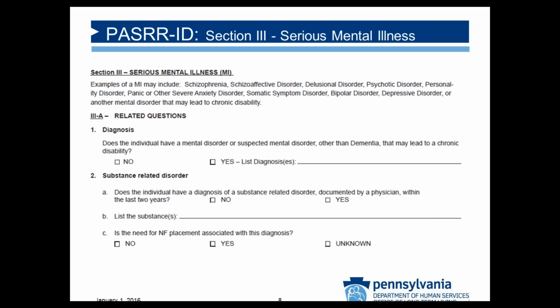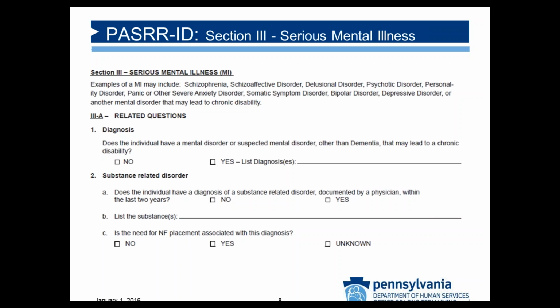5, psychomotor agitation or retardation nearly every day, observable by others. 6, fatigue or loss of energy nearly every day. 7, feelings of worthlessness or excessive or inappropriate guilt, which may be delusional, nearly every day. 8th symptom is diminished ability to think or concentrate or indecisiveness nearly every day.